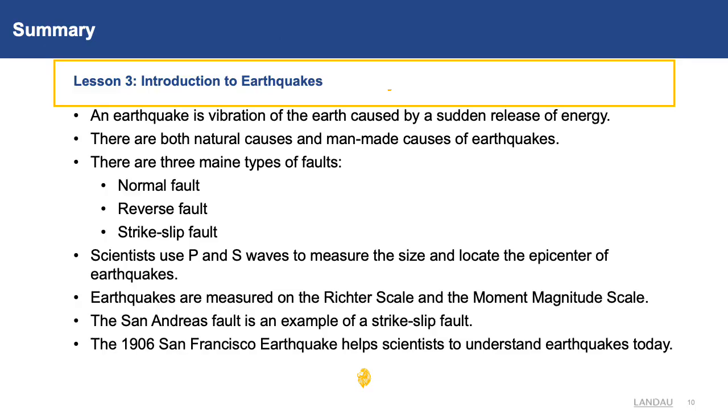To summarize this video, an introduction to earthquakes. An earthquake is vibration of the earth caused by a sudden release of energy. There are both natural causes and man-made causes of earthquakes. There are three main types of faults: a normal fault, reverse fault, and strike-slip fault. Scientists use P and S waves to measure the size and locate the epicenter of earthquakes. Earthquakes are measured on the Richter scale and the moment magnitude scale. The San Andreas Fault is an example of a strike-slip fault, and the 1906 San Francisco earthquake helps scientists to this day to understand how earthquakes happen.